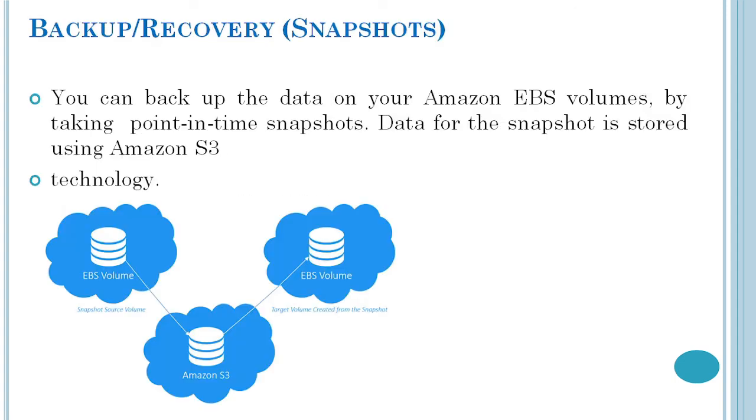Backup snapshots. You can back up the data on your EBS volumes, regardless of volume type, by taking point in time snapshots. Snapshots are incremental backups, which means that only blocks on the device that have changed since your most recent snapshot are saved. Data for a snapshot is stored using Amazon S3 technology.